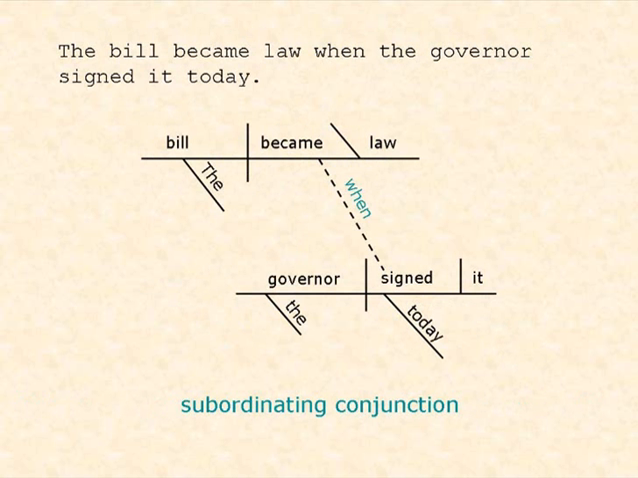In this diagram, when is a subordinating conjunction. It goes on the slanted dotted line that connects the independent clause and the dependent clause. We've introduced a new branch of government, too, here. We've got when being your subordinating conjunction. The independent clause in this sentence is the bill became law.